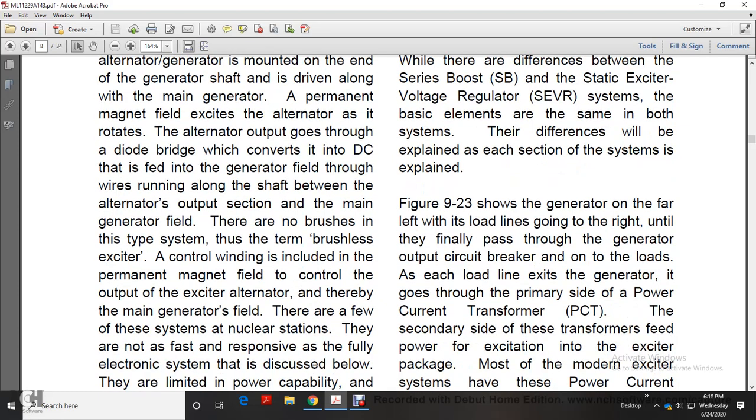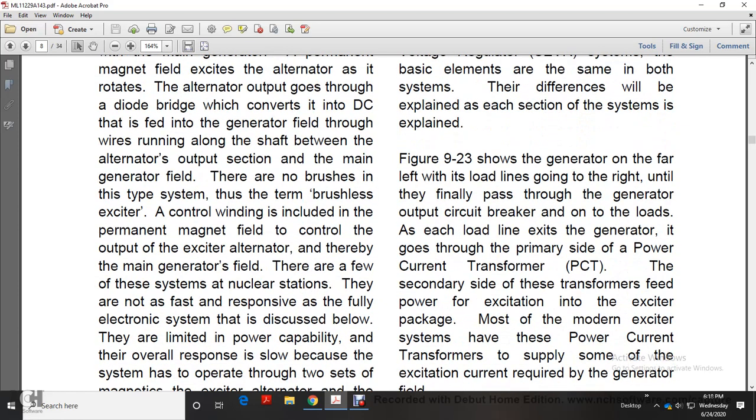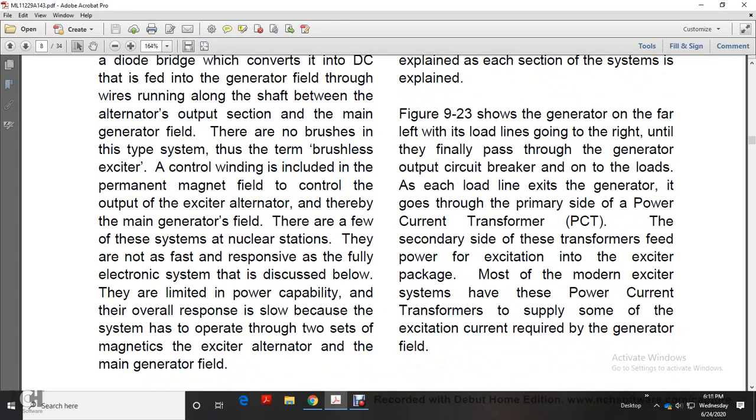This determines brushless exciters. Current winding is included in the permanent magnet field to control the output of the exciter alternator, thereby controlling the magnetic generator field. There are a few of these systems in nuclear stations. They are not as fast and responsive as the electronic systems discussed below, and have limited power capability and low response, because the system has to operate with two sets of magnetic exciter alternator and the main generator field.